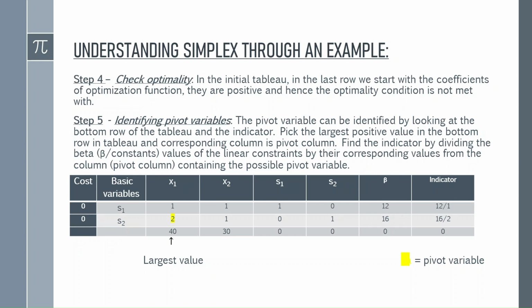The largest value in the last row is 40. So the column containing this element is the column corresponding to x1 variable. So indicator can be found by dividing beta with the x1. So each value of beta column is divided with the corresponding value of x1 column. So 12 is divided with 1 in x1 column and 16 in row of beta is divided with 2 of row 2 in x1 column.